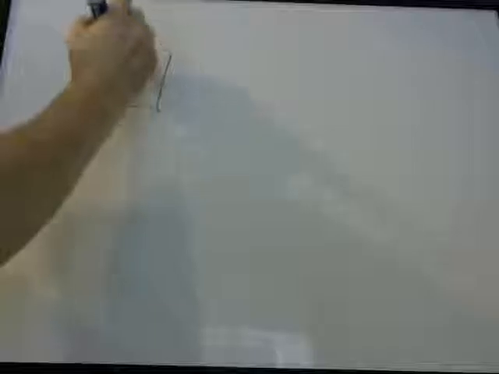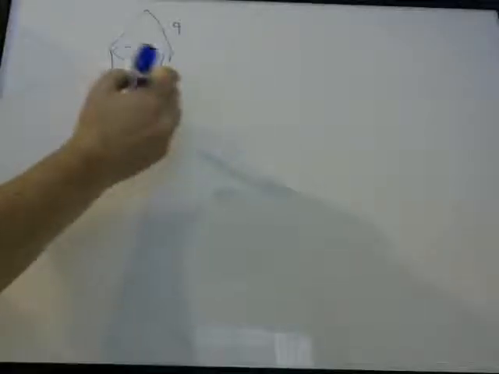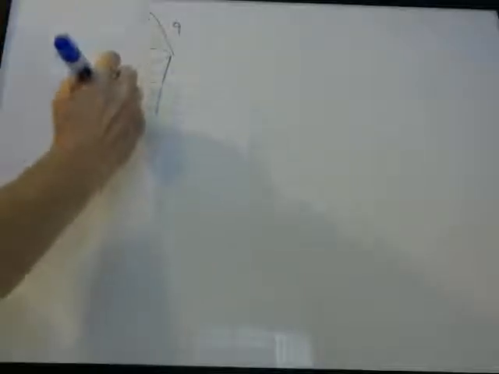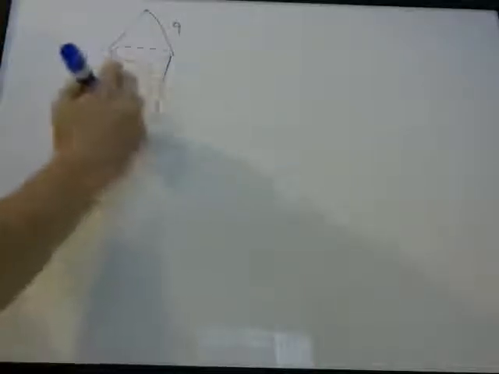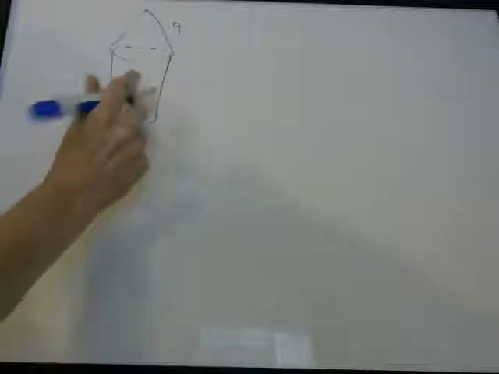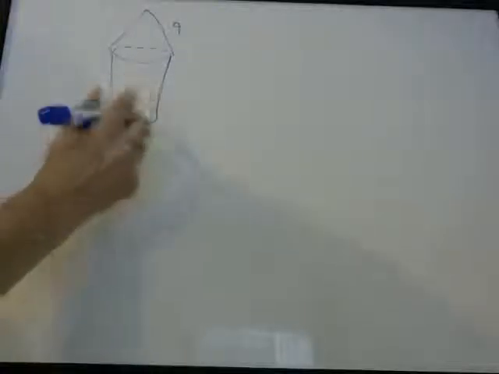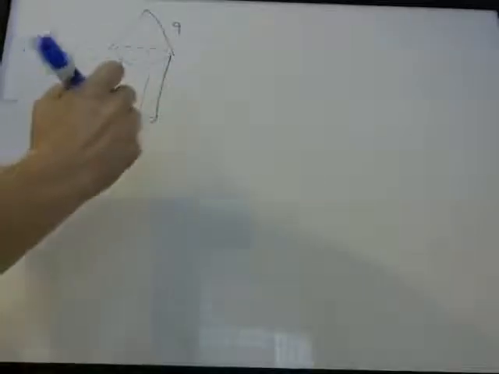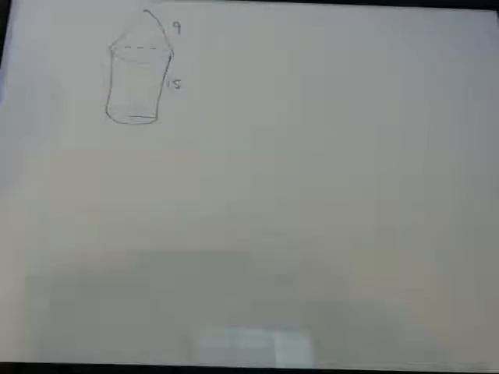So again, I'm going to try and draw this. So we have a cylinder with a cone on top. And we'll say this is 9. So calculate area. These should be a little bit straighter. If you're calculating the area of a circle, which we're going to need, we need the radius. We're going to say the radius is 8. I'm going to say this is 15.